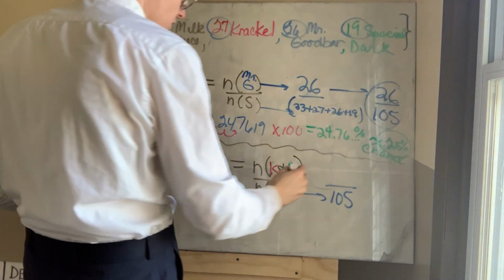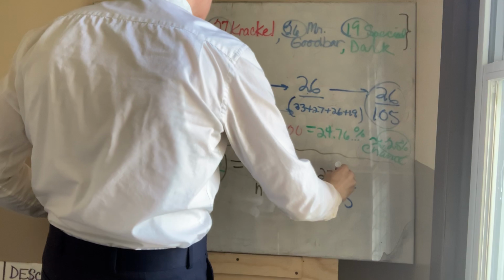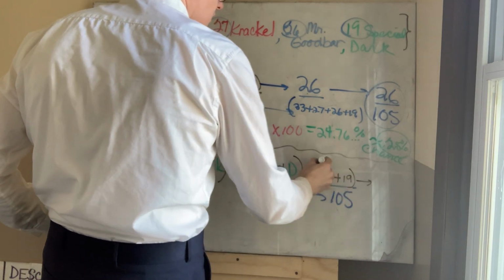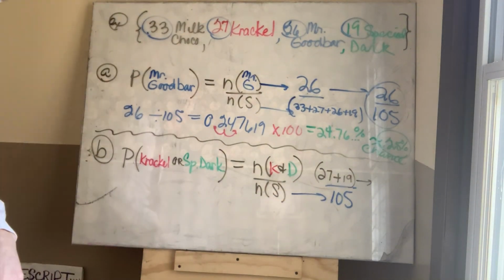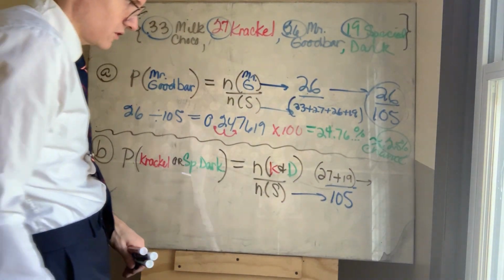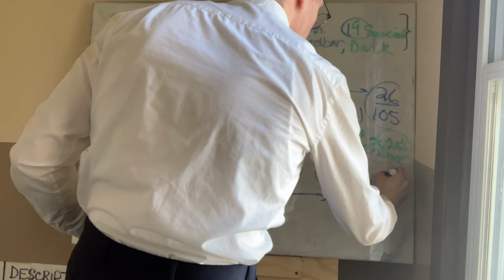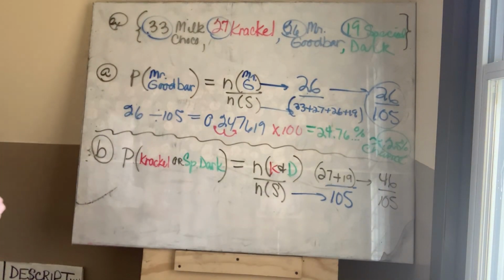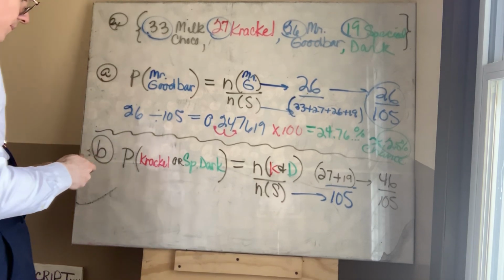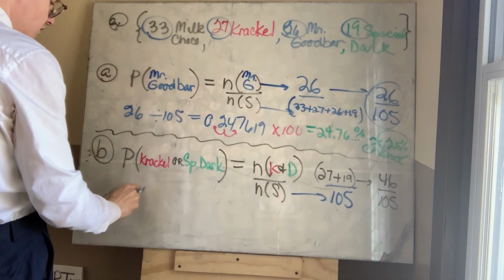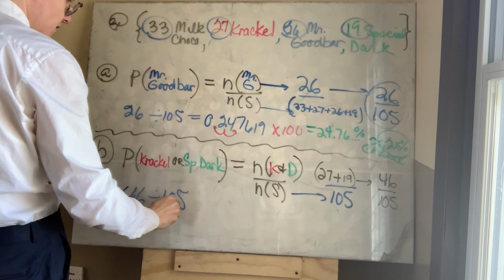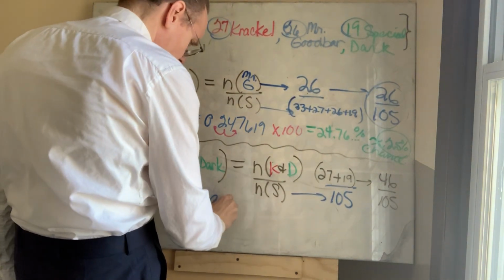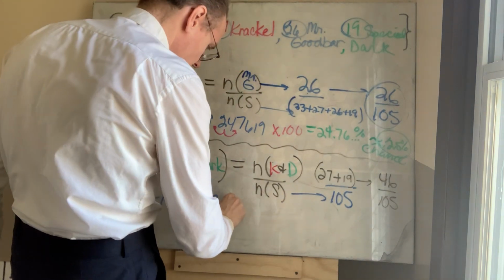Well, it would be basically 27 plus 19. That's the sum. And in which case you would get 46. 46 out of 105. Again, if you went through the process of dividing them, 46 divided by 105, you'd get this as a decimal, 0.438 something.